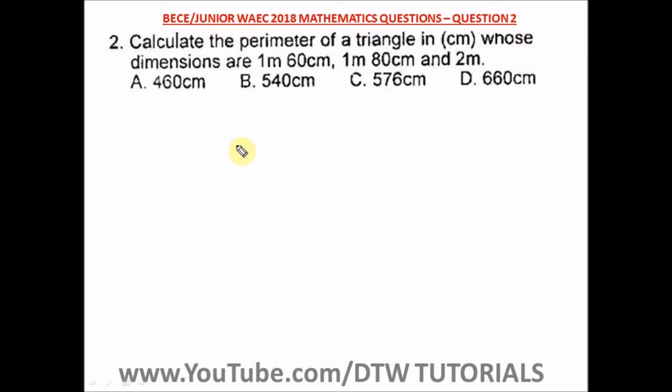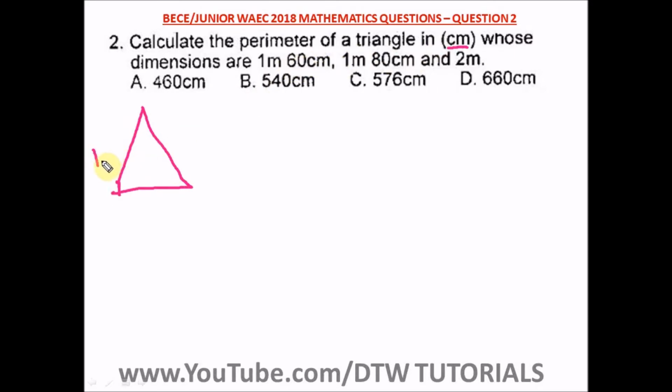Question 2 of the BECE Junior WAEC 2018 Mathematics past question. That's your OBJ. It says, calculate the perimeter of a triangle in centimeter. Okay, in centimeter, we have to calculate. Whose dimensions are 1 meter 60 centimeter, 1 meter 80 centimeter, and 2 meters. Remember, a triangle has how many sides? It has 3 sides, and we've been given 3 dimensions.